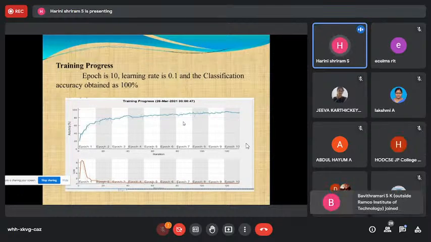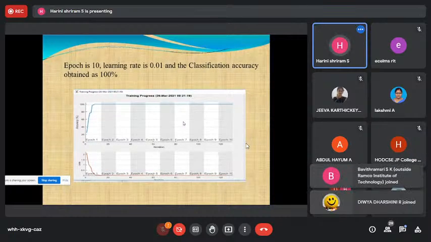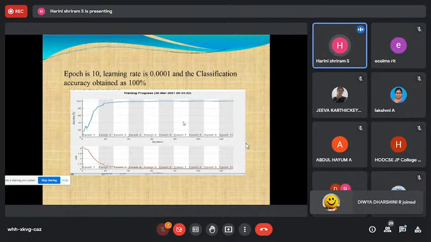For this, I have obtained the classification accuracy as 100. These are some of the images we have obtained.